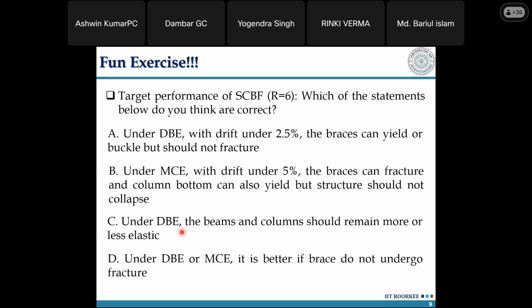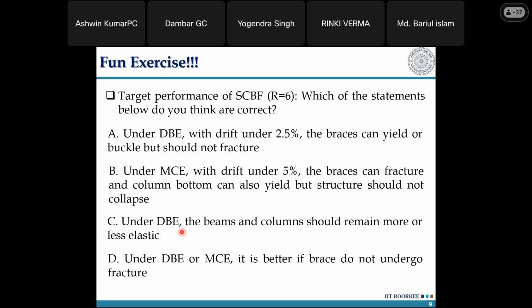Now, if you say at the beam ends it should come, then the problem is that it becomes a dual system, right? If you give fixed end conditions to the beam, then it becomes a moment frame with the braces given there. So it becomes a dual system. In that case, the appropriate R value has to be chosen. And after the brace yields and buckles, you can have nonlinear hinges in the beams also, and then it can go to the base of the column.